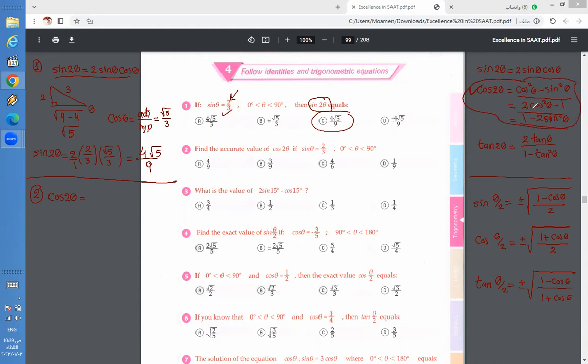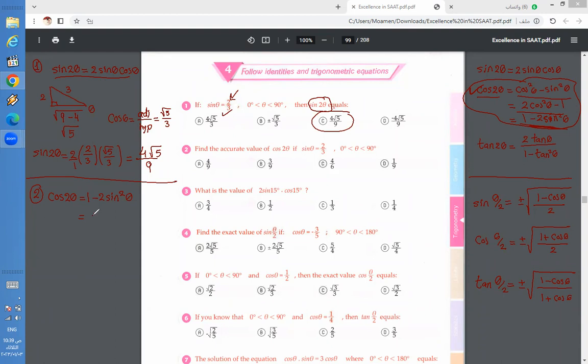Okay. So cosine 2 theta equals cosine squared minus sine squared, or 2 cosine squared theta minus 1, or 1 minus 2 sine squared theta. And we use the last one. Why? Because we have only sine. So I just write here the rule: 1 minus 2 sine squared theta. After we get the rule, we just substitute. I have the value of the sine.